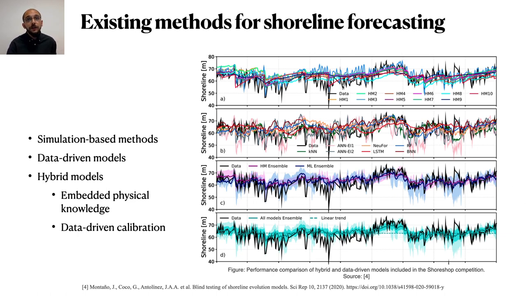What we see on the right are results from the ShoreShop competition. At the top, we see that hybrid models are able to pick up well on longer term trends in shoreline behavior. Meanwhile, they fail to pick up on the short term variations in shoreline position. On the other hand, the data-driven models that were included in ShoreShop range from nearest neighbors to random forests to different neural architectures. A general conclusion from ShoreShop was that data-driven models were able to pick up well on the short-term variations in shoreline position. However, there was a difficulty in getting these models to generalize to the forecast period.